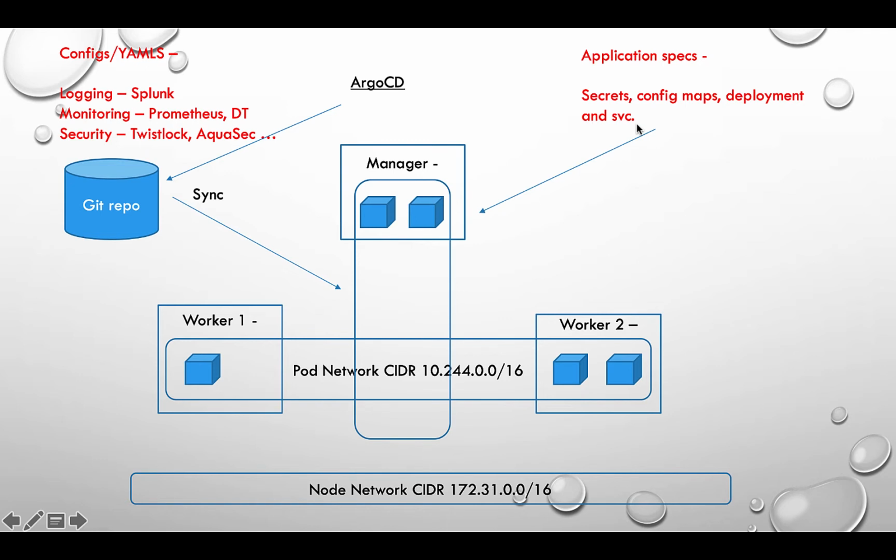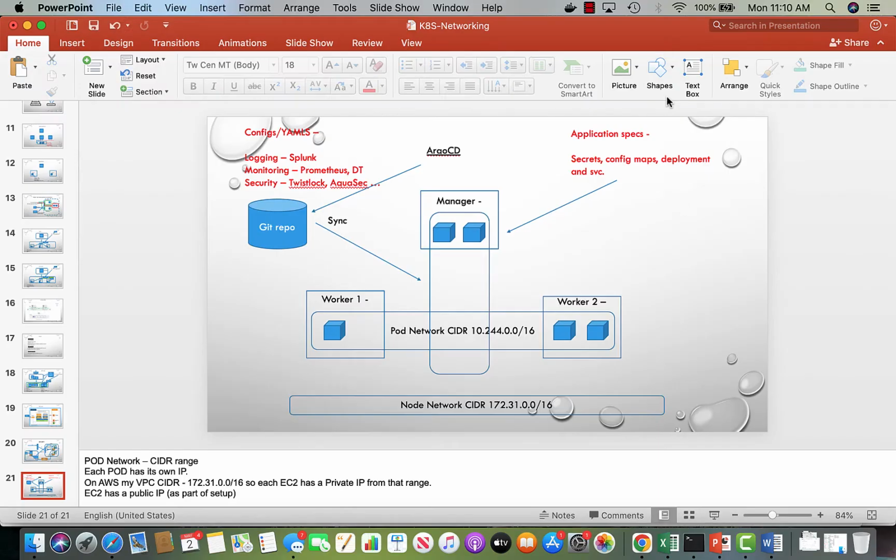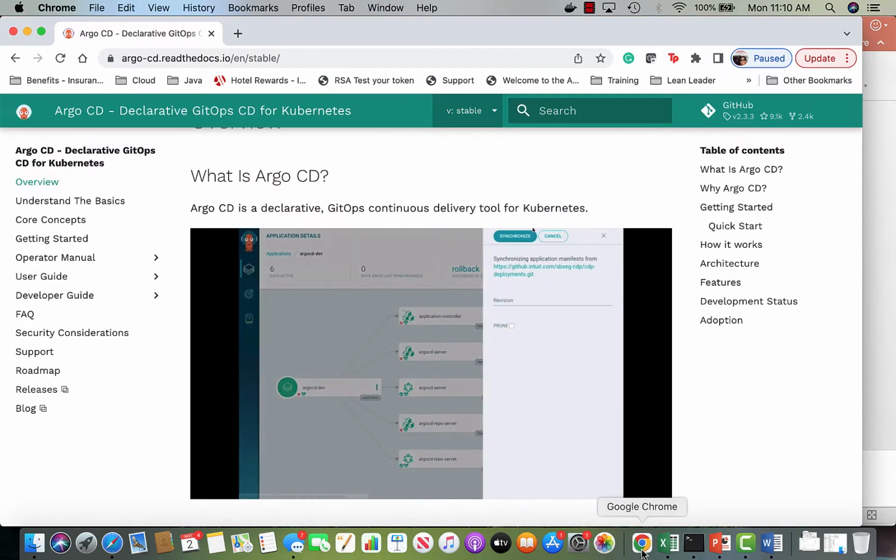And similarly for applications. Once your cluster is built and you have all the tools, you start deploying applications, hundreds of applications. They have secrets, config maps, deployments, services, pod specs, and everything will be in the Git repo. Then Argo CD will make sure it keeps the cluster in the desired state of whatever you want your state to be. That is the beauty of Argo CD.